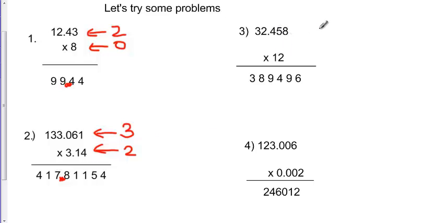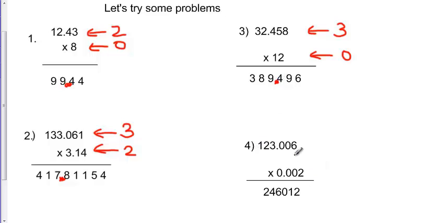Let's try number 3. There are 3 decimal places right here. How many places after the decimal for 12? None, so that's 0. That's a total of 3 digits after the decimal for both the numbers. 1, 2, 3, and right there.